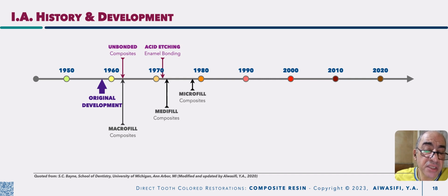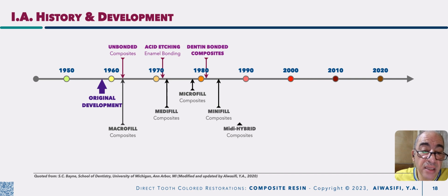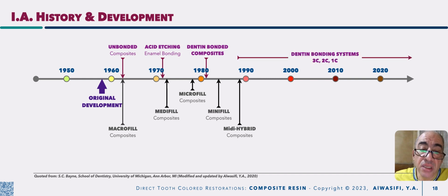Then in the late 70s, microfilled composite, and dentine bonding agent to composite, or bonding to dentine, as a concept of dentine bonding in the early 80s. Okay, at this time, midifill was developed in the mid 80s and mini-hybrid in the late 80s. Then from the late 80s till now, dentine bonding agent with the concept of dentine hybridization was developed and used in routine daily practice of restorative dentistry, either as 3 components, 2 components, and now we are using 1 component systems.